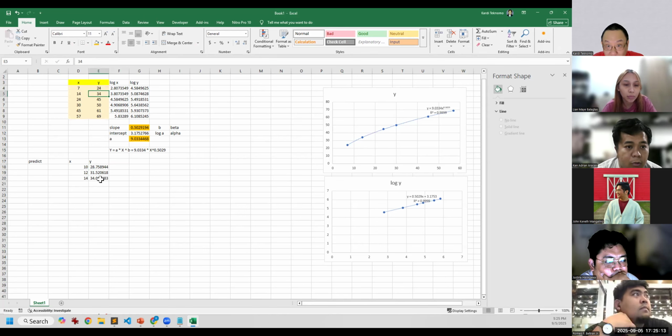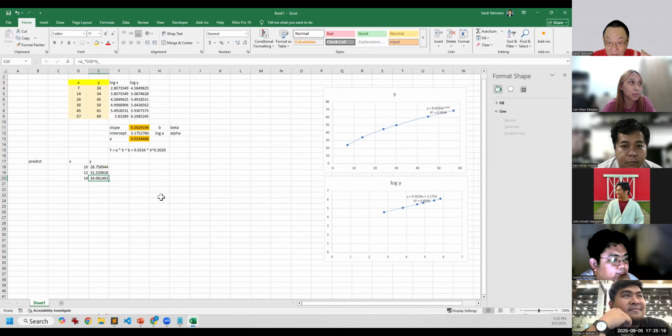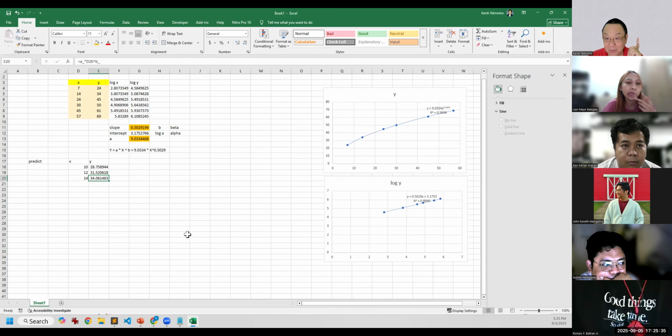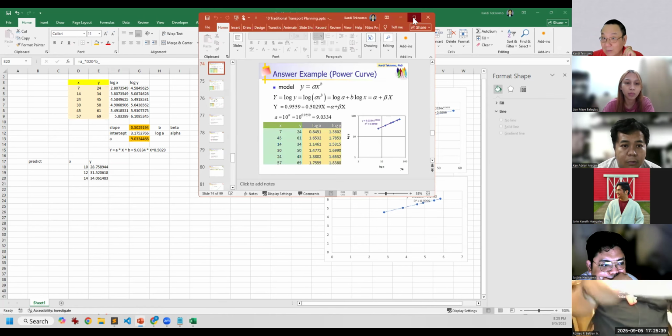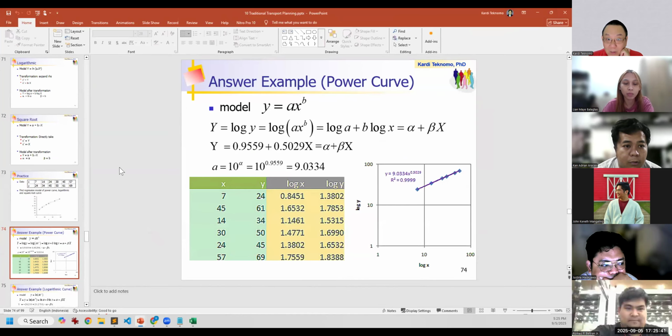If you look at this, for 14 it was 34. Here it is not exactly 34, it is 34.06. There is some difference. That difference is called error, right? So small error is allowed. Is this clear or not? If this is clear, you can do the same for other models.